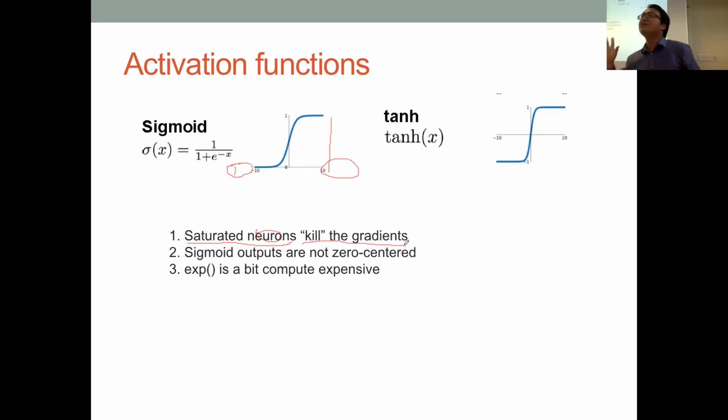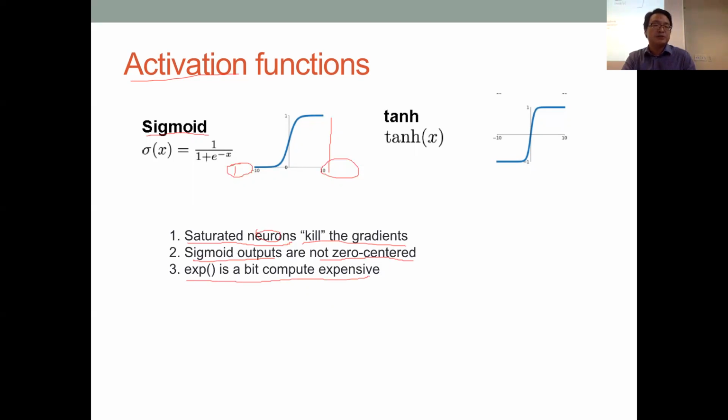The gradient you get is not reflecting the data input anymore. It becomes some constant value. Whatever data you have, you get the same gradient. So if you use the sigma function as the activation function, you should be really careful about the initialization. Some bad initialization will make the gradient descent get stuck somewhere. Then the sigma function outputs are not 0-centered, which is not so good.